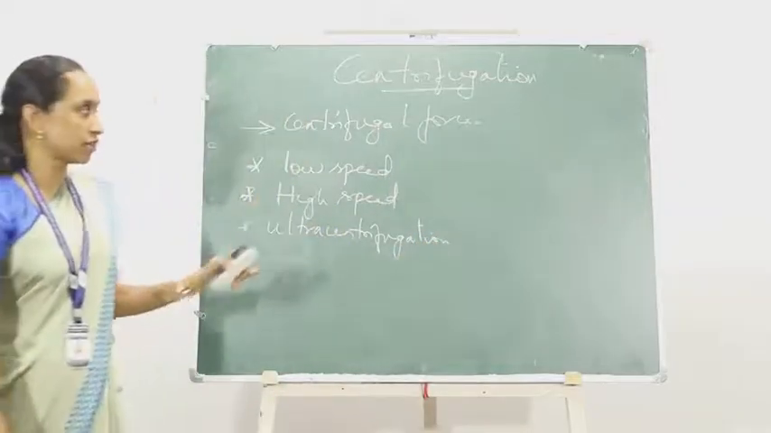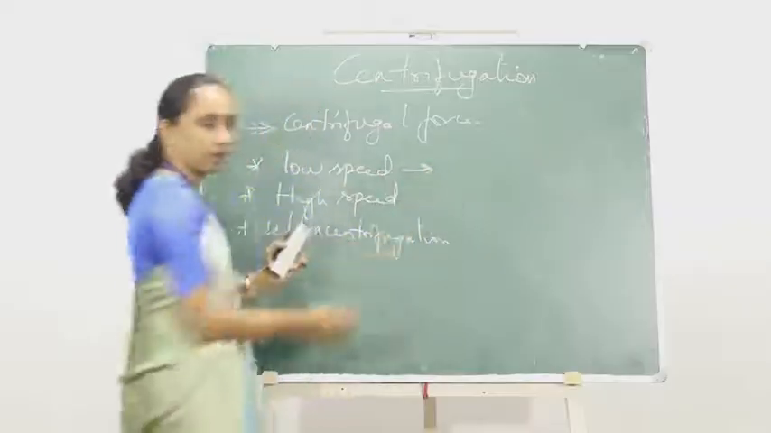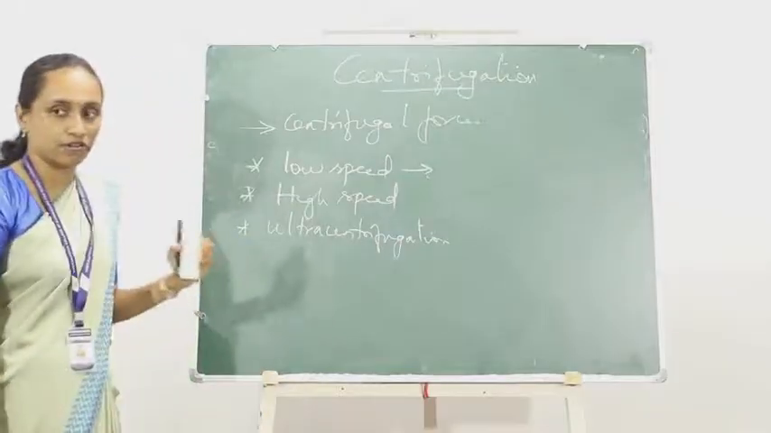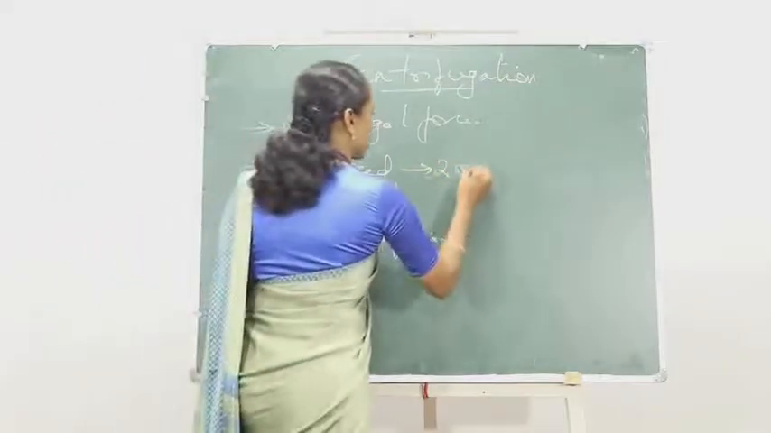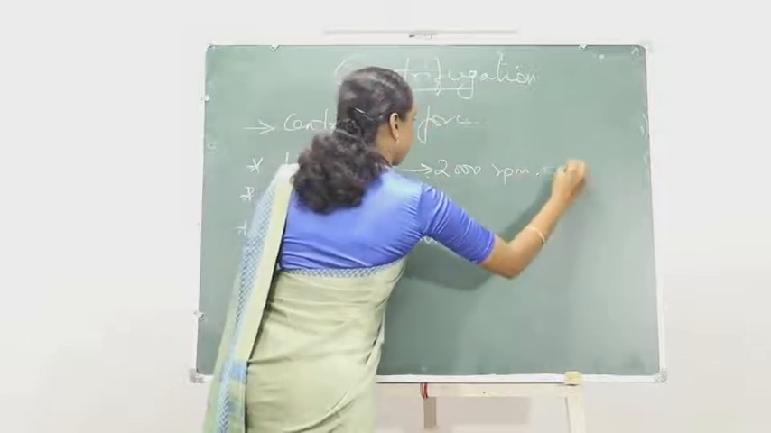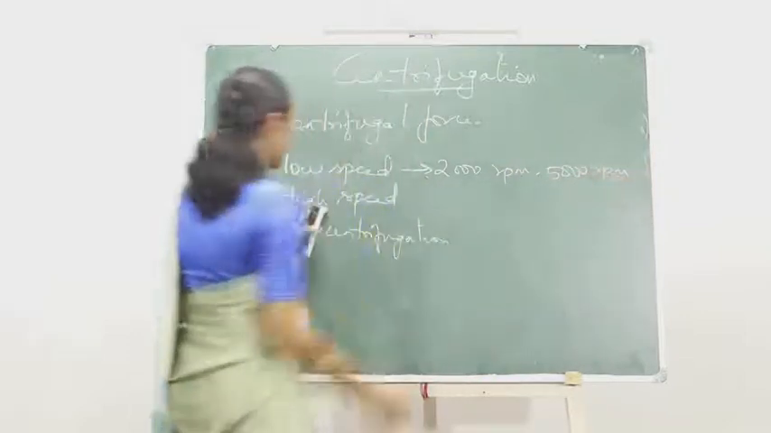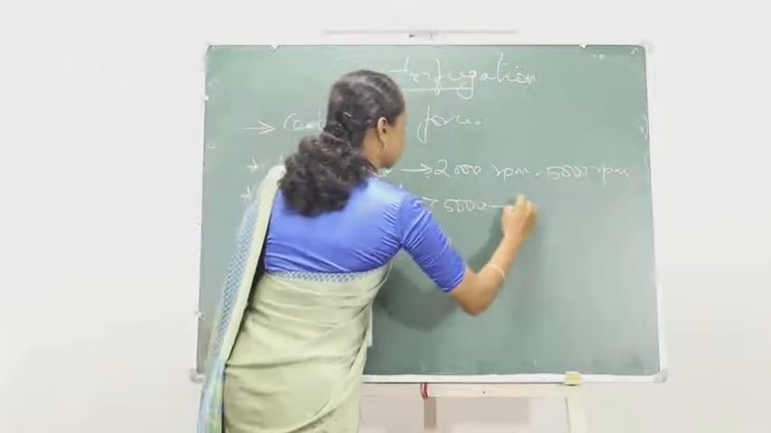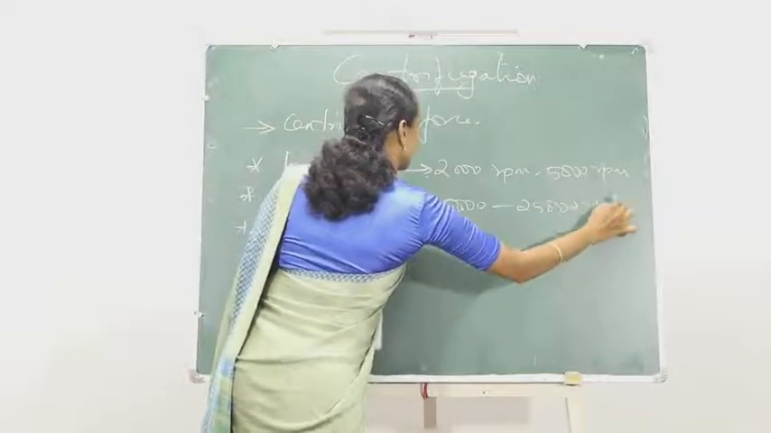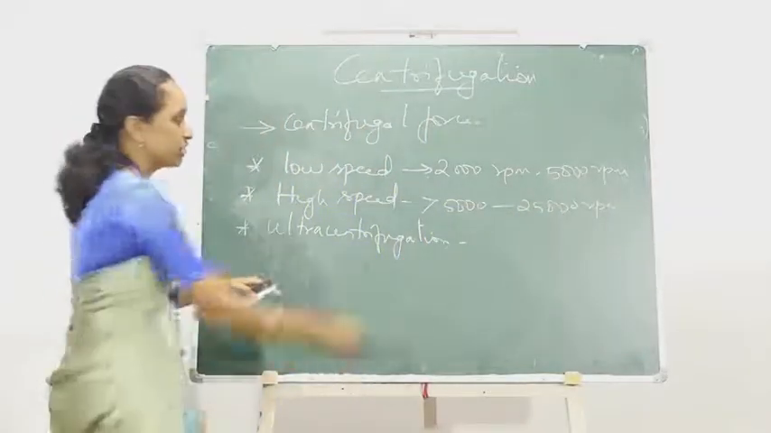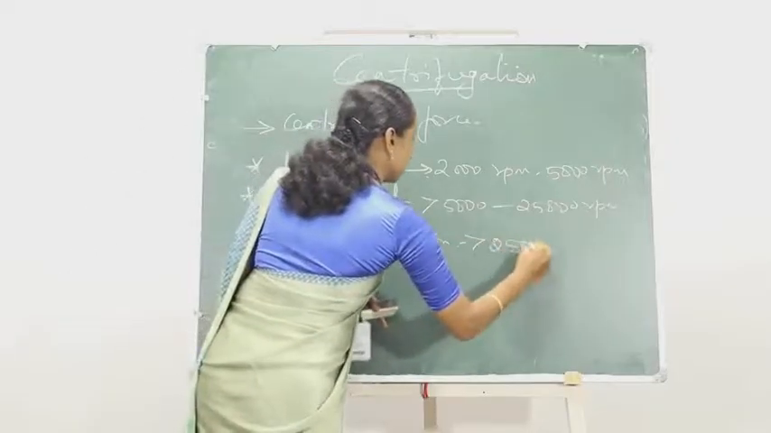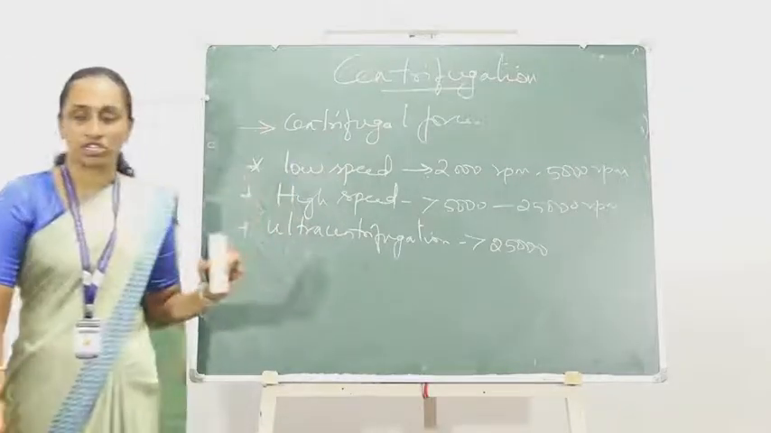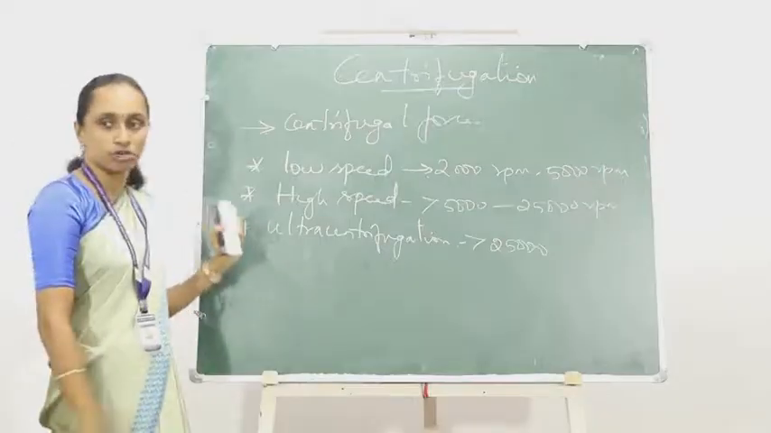In low speed centrifugation, the RPM, you all know what RPM is, right? RPM stands for rotations per minute. In low speed centrifugation, the RPM will be around 2000 to 5000. In high speed centrifugation, it is greater than 5000 up to 25,000. And in ultra centrifugation, it is greater than 25,000.